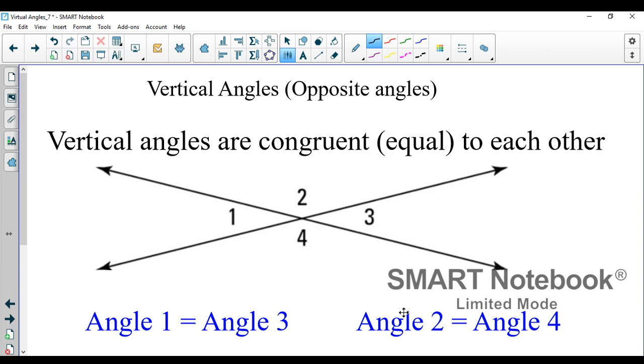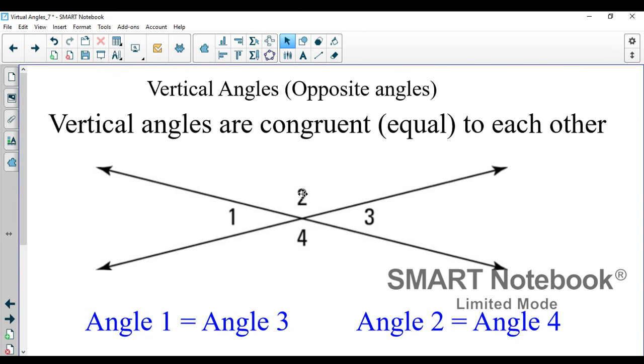Okay, today we're going to continue our work with angles, and we're going to talk about vertical angles, aka opposite angles. Vertical or opposite angles are congruent to each other. The openings across from each other have the same angle measure.